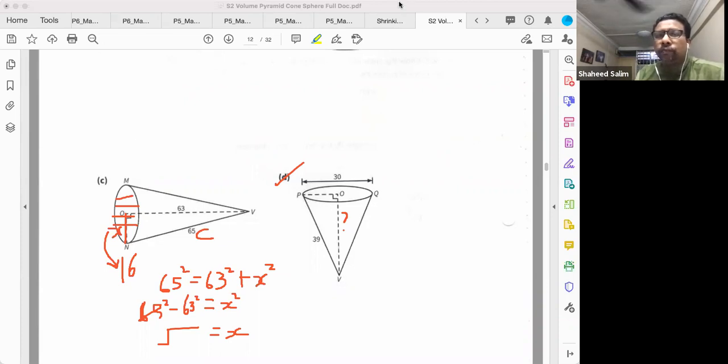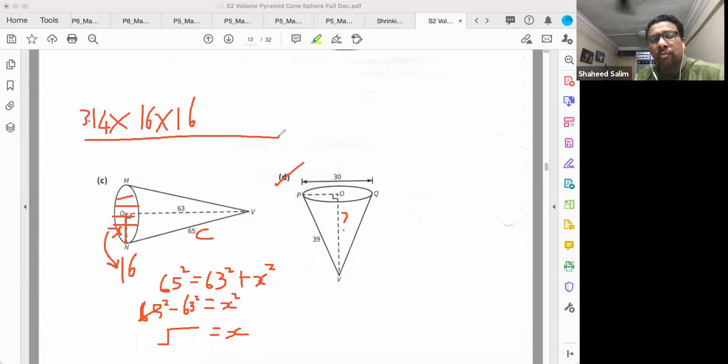Okay, so now we need to find the area of the circle, Shafi. Pi r squared, 3.14 times 16 times 16. But don't stop like that, just times the height straight. Since this is the base area, you times by the height. What is the height? Height is 63. Then what do you do? You divide by 3.